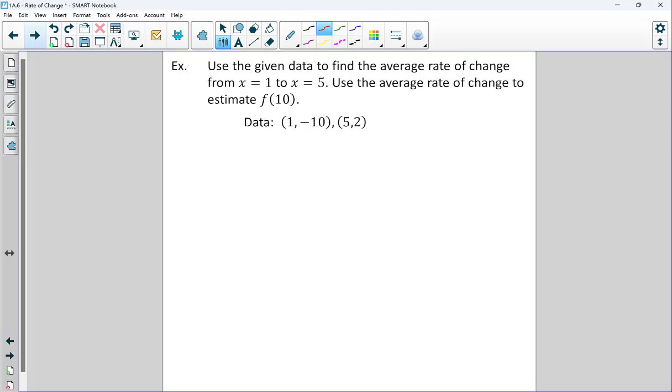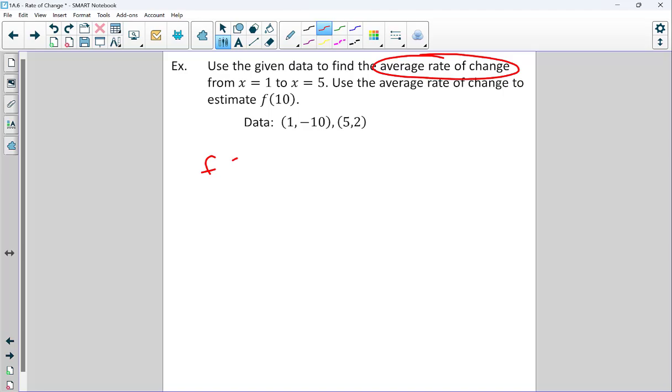Use the given data to find the average rate of change from x equals 1 to x equals 5. Then use the average rate of change to estimate f of 10. So here's something we're going to be doing throughout the year: use some data to come up with a pattern. Once we know that pattern, we can use that pattern to make a prediction about what's going to happen in the future. Now, because it's explicitly telling me to use average rate of change, that's what I'm going to do.